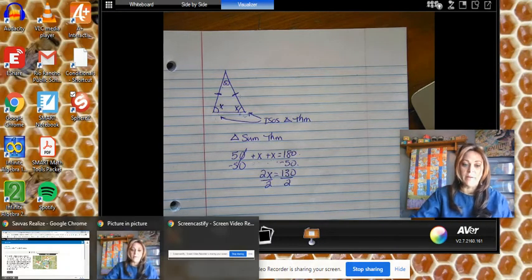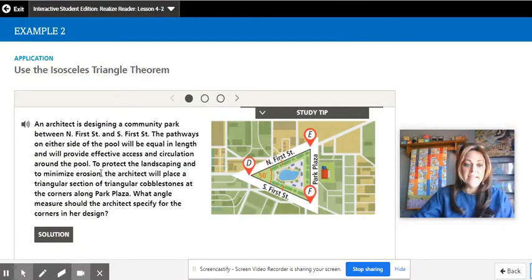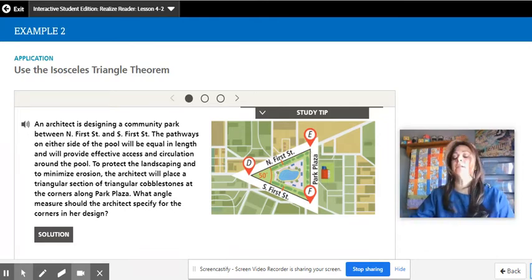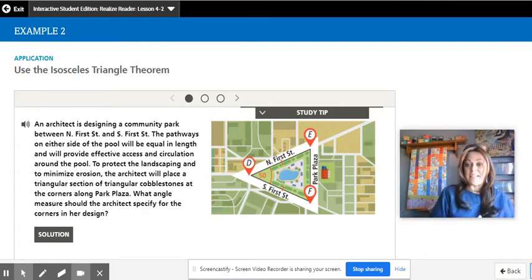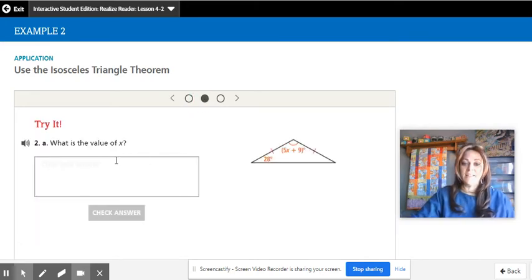So let's go back to that problem. And it says, to protect the landscape of this minimal erosion, what angle measure should the architect specify for the corners in her design? Now, we just went through almost every step except the last one. I want you to try to do this by yourself. Now that you can't see it, cover up the work, pause the video, and do this all by yourself and see what you get for your final answer. Here's another one. Try it.